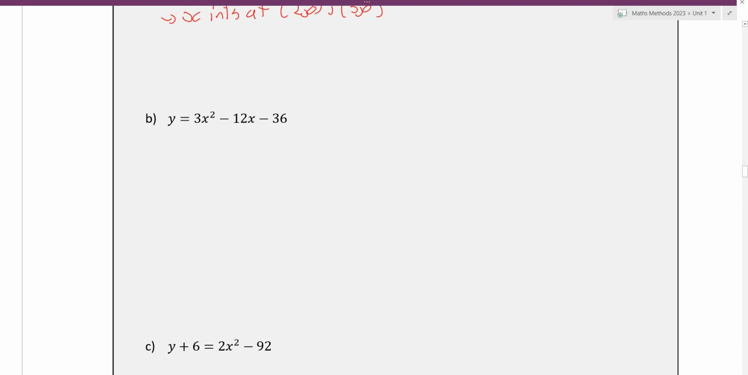B is a bit trickier. Can anyone point out why this one is trickier? It has a negative. That does make it more difficult, but that's not the worst thing. So, guys, what makes this one trickier is it's what we call non-monic. So there's something in front of the x squared that we don't want there. So we're going to have to get rid of it. There's 2 or 3 ways you can go about getting rid of it.